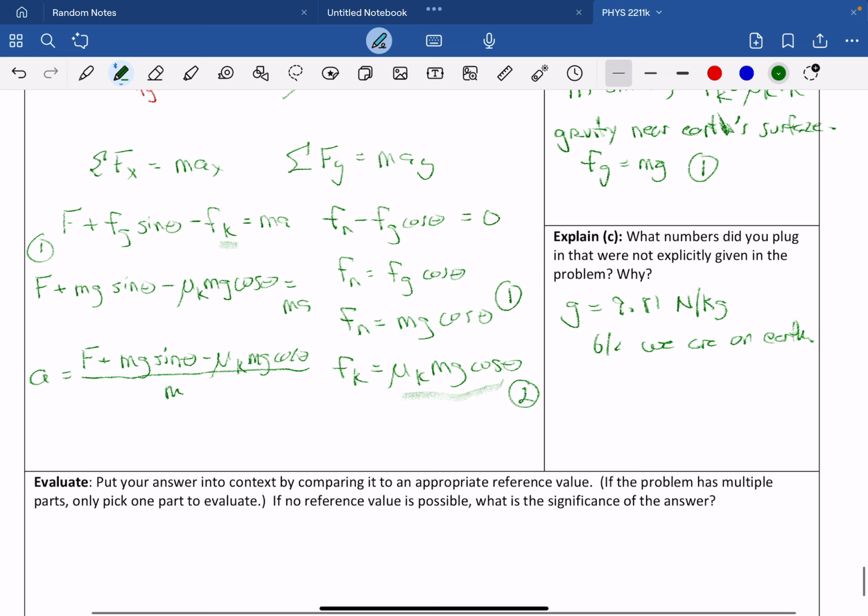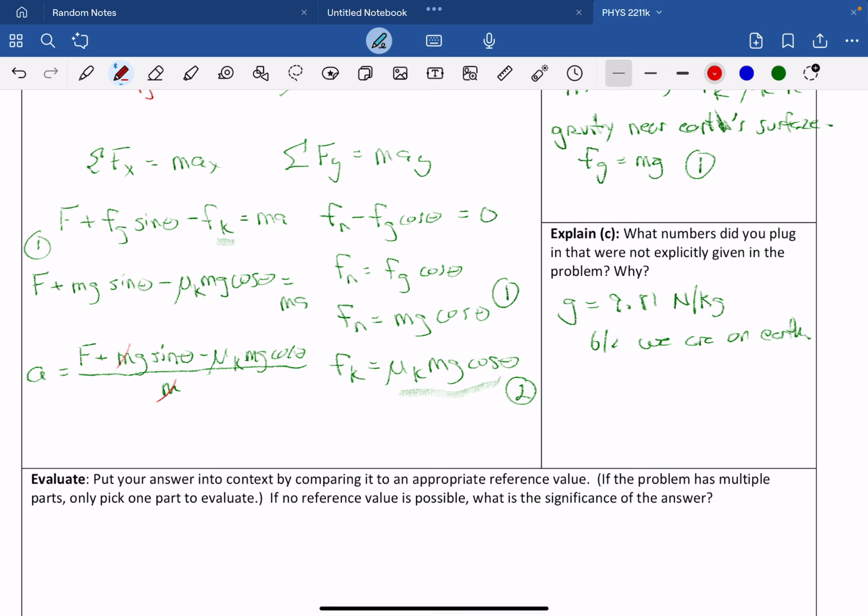divided by m. Now, don't make the common mistake that people sometimes make of canceling those m's and thinking that that's okay. It's not. You're only allowed to cancel when you can divide the entire numerator by m. So those don't cancel. So we need to make sure that we plug those in.